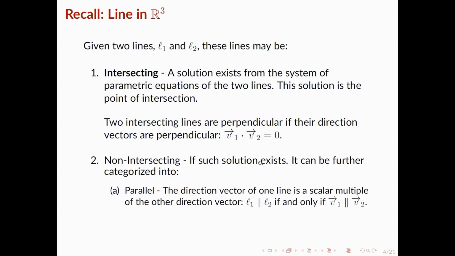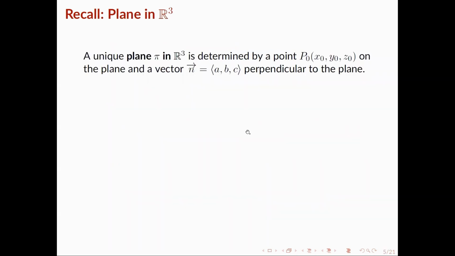Now, the two lines can also be non-intersecting. If no such solution exists, it can be further categorized into first, parallel: the direction vector of one line is a scalar multiple of the other direction vector. That is, L1 is parallel to L2 if and only if their corresponding direction vectors are parallel. Now, it can also be skew, where the two lines are both non-intersecting and non-parallel.